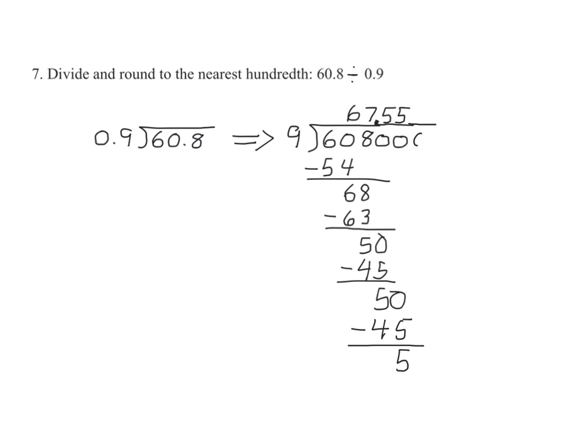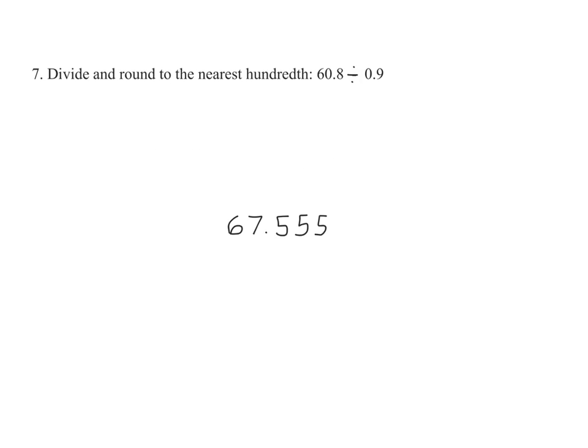Adding another 0 and then bringing it down leaves us with 50. And we ask ourselves, how many times does 9 go into 50 at most? And the answer is, again, 5, since 5 times 9 gives us 45. And we see that there's going to be a pattern here. In fact, we'll get an infinite amount of 5s if we continue. So we stop here.